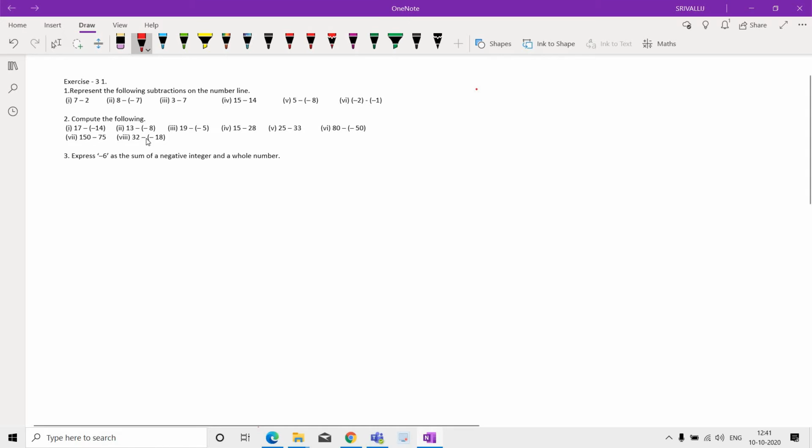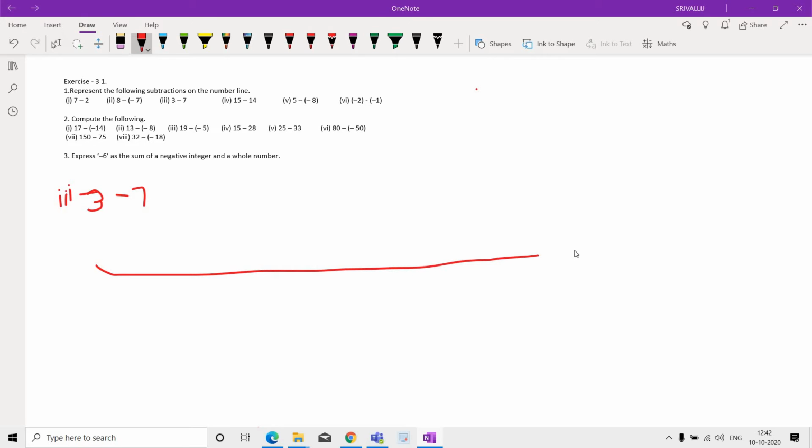So I am going to do the third problem. 3 minus 7. See this problem. Here one positive number and one negative number, but the negative is big and the positive is small. Here 3. I am taking a number line. 0, 1, 2, 3, 4, 5.